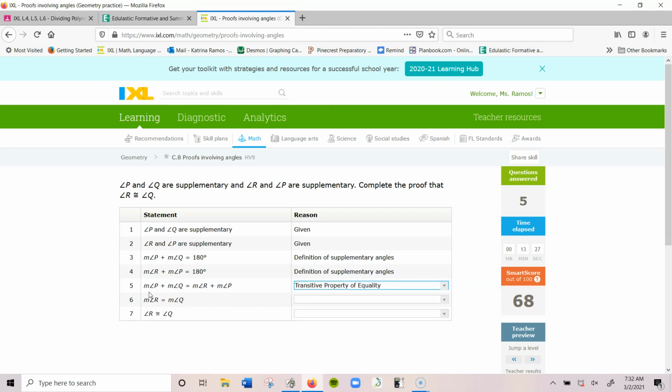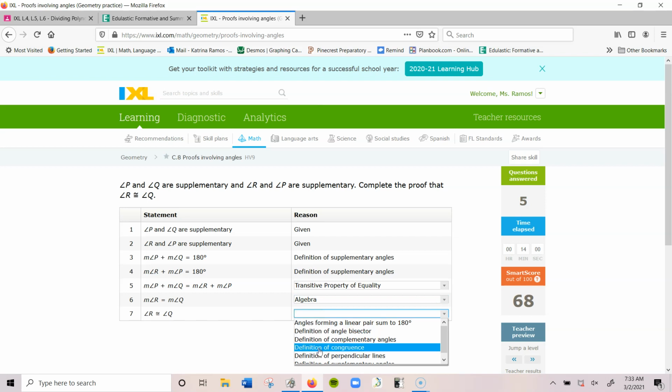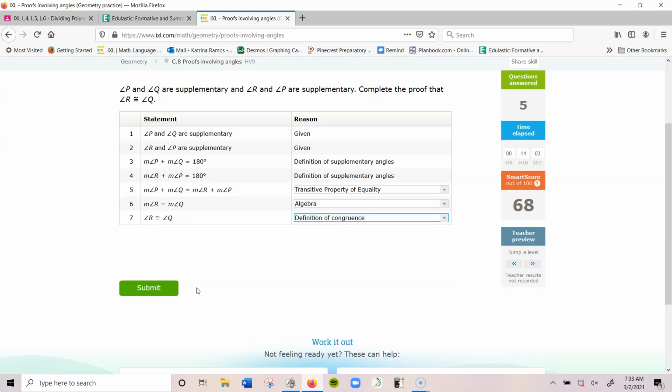Now, what they've done here is that they subtract the measure of angle P from both sides. And if you subtract them, they would cancel, and you're left with the measure of angle Q is equal to the measure of angle R. Even though they have it written backwards, it's the exact same statement. So what they've done here is algebra, because you subtracted the measure of angle P from both sides. Then because the measures of these angles are equal, that means that those angles must be congruent, and that is the definition of congruence.